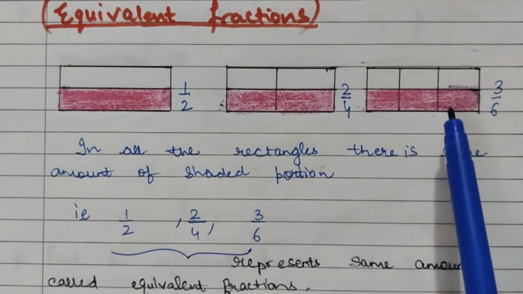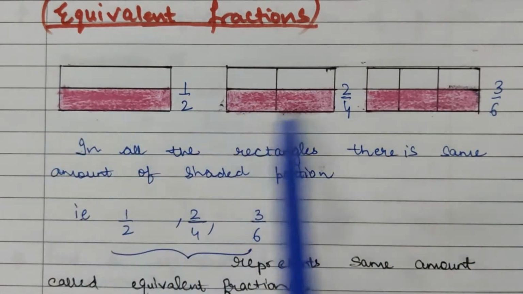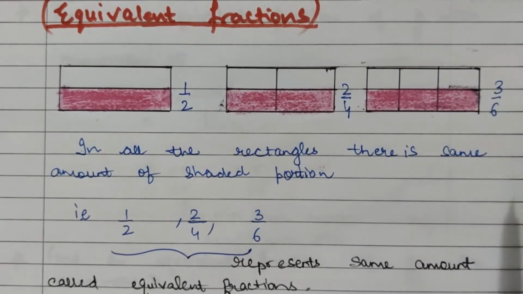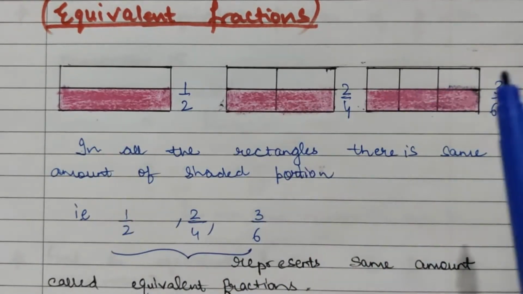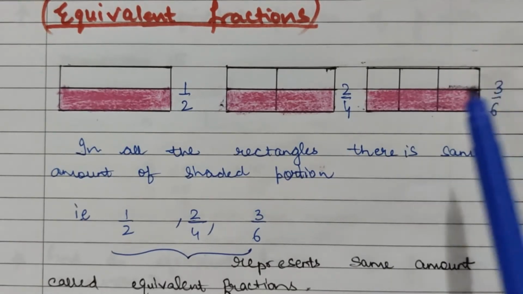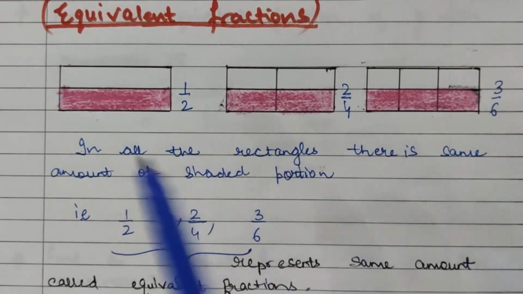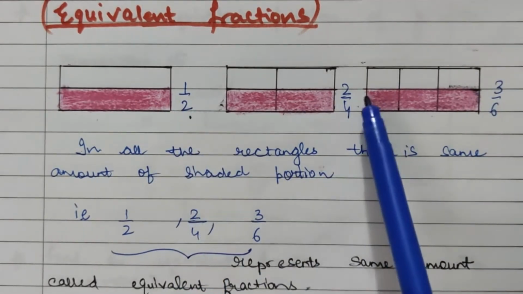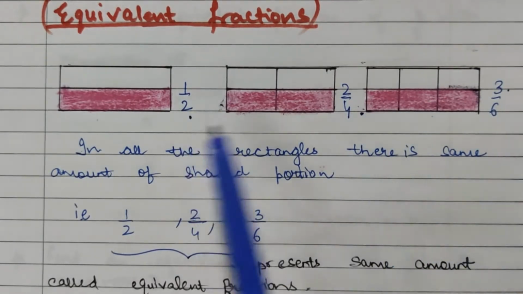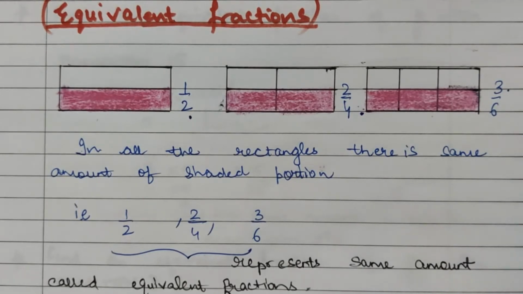But if you see carefully, the amount of shaded portion is the same in all the rectangles. So all these rectangles represent the same amount of shaded portion. That is here 1 by 2, here 2 by 4, here 3 by 6. So these fractions are called equivalent fractions, the fractions where the shaded portion is the same.